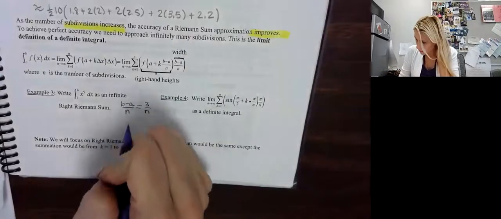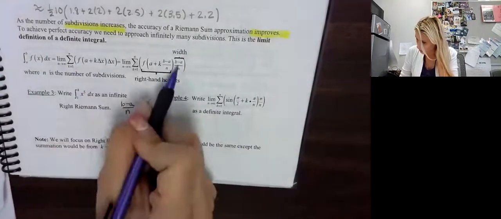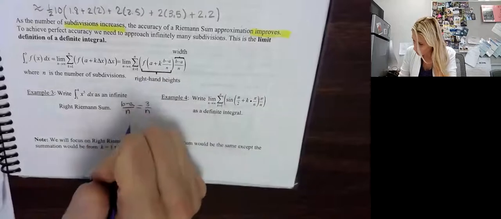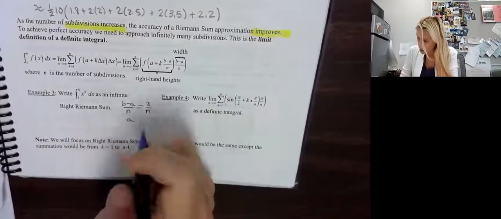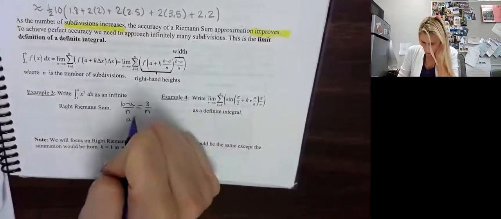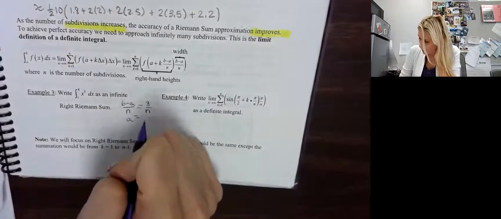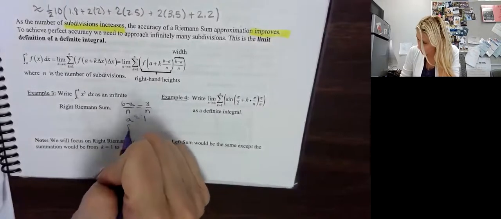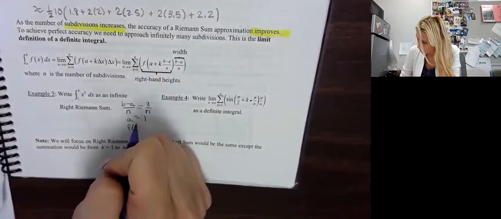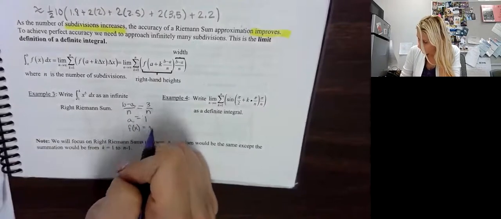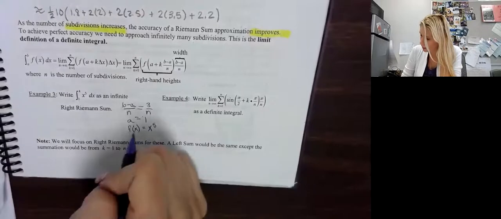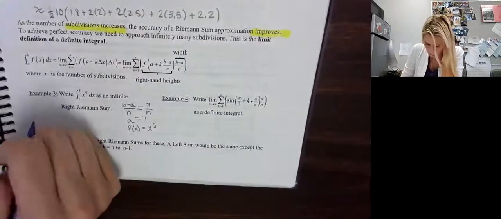Then we also have to include in the summation here what a is. Well, a is our lower limit, which is 1. And we have to talk about our f of x, which is x to the 5th. Okay, these 3 parts will help me write my summation.